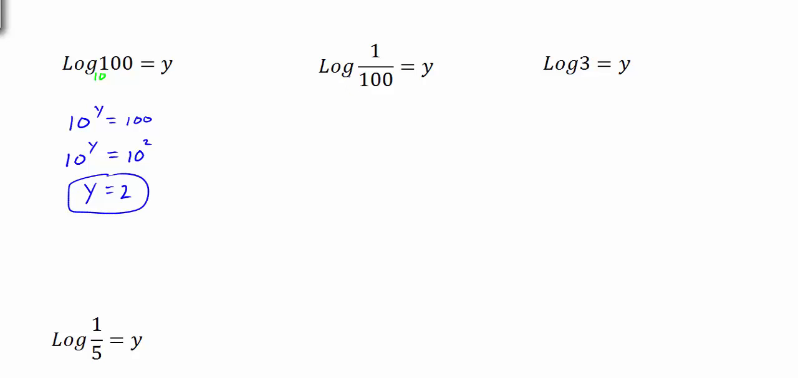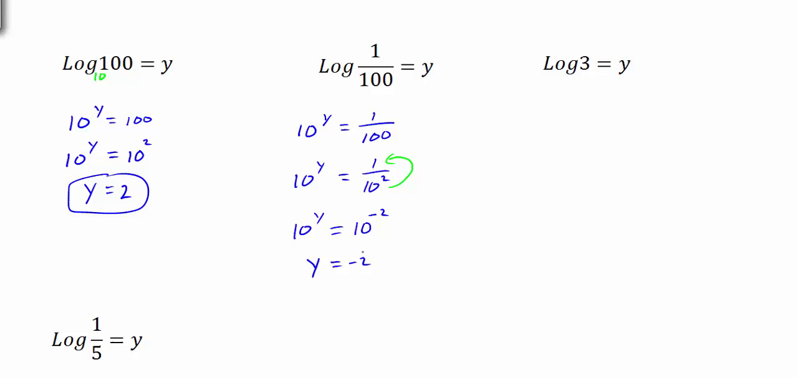Now, what do you think we're going to do with log of 1 over 100 equals y? Well, once again, we still have a base of 10, so that means we have 10 to the exponent y equals 1 over 100. And we could think of 100 as, just like we did before, 10 squared, but this is 1 over 10 squared. So just like before, we could simply move this to the top. And if we move this piece to the top, we have to change the exponent to a negative, so that becomes 10 to the negative 2. And then our y value, the exponent, would certainly be equal to negative 2.